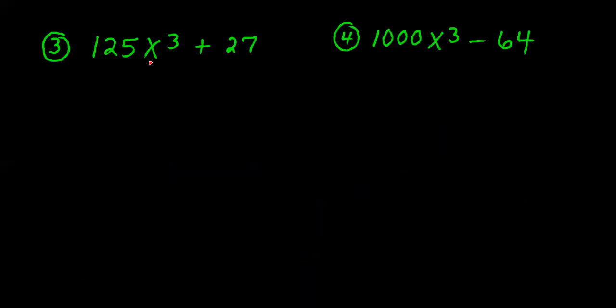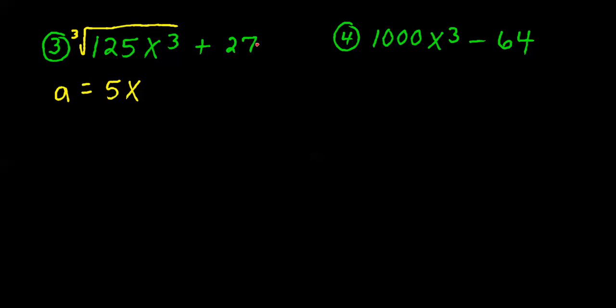The first one says 125x cubed plus 27. Well, the cube root of that is 5x. Okay, because the cube root of 125 is what number times itself 3 times would give me 125? So 5 times 5 times 5 is 125, just as x times x times x is x cubed, okay? So we call that the cube root. My a value, therefore, is 5x.